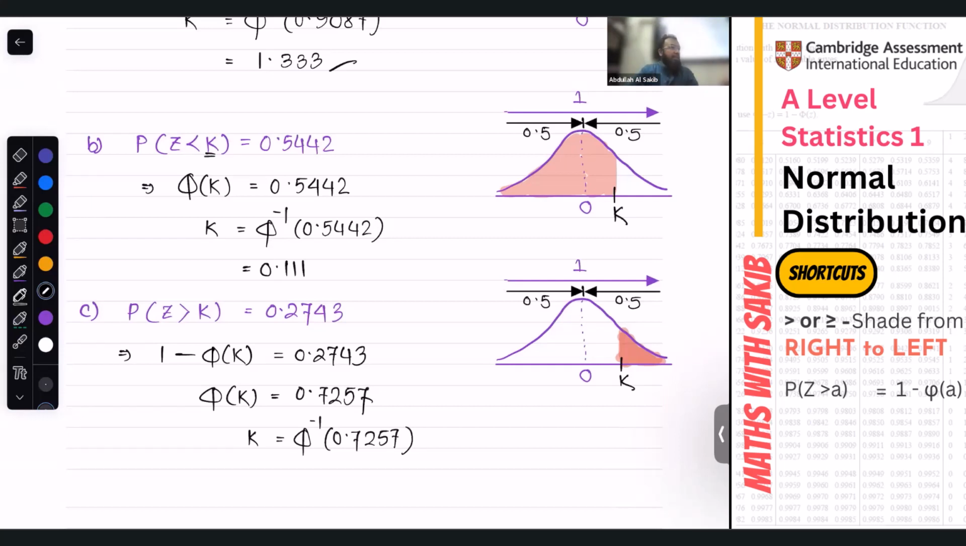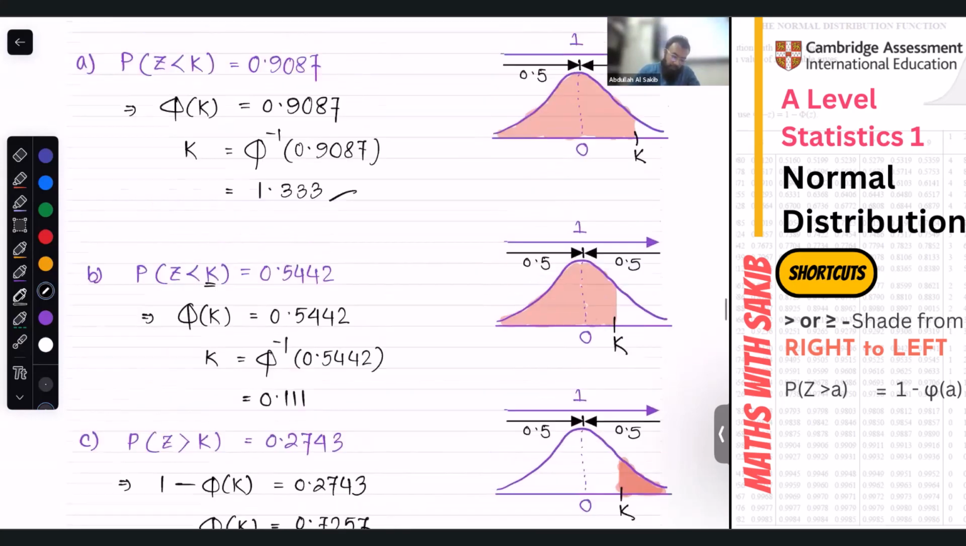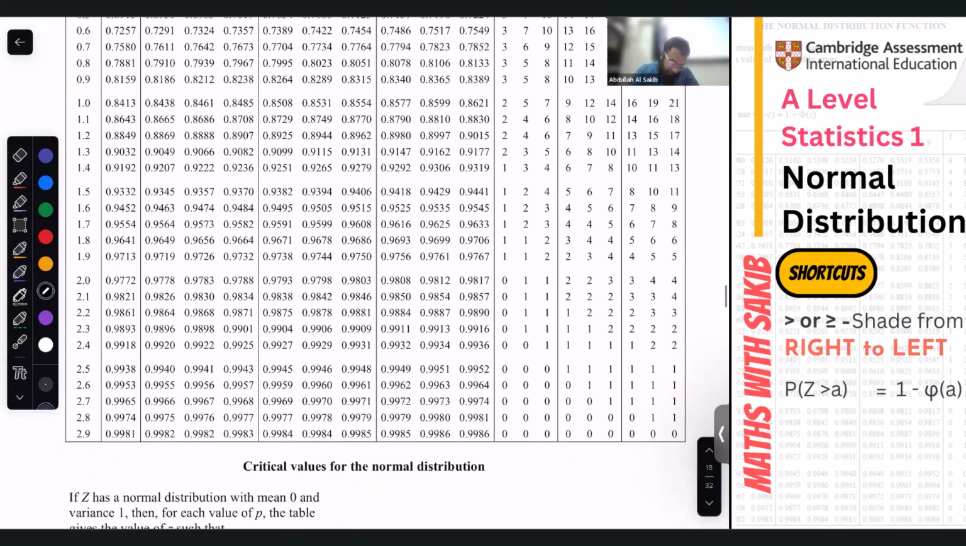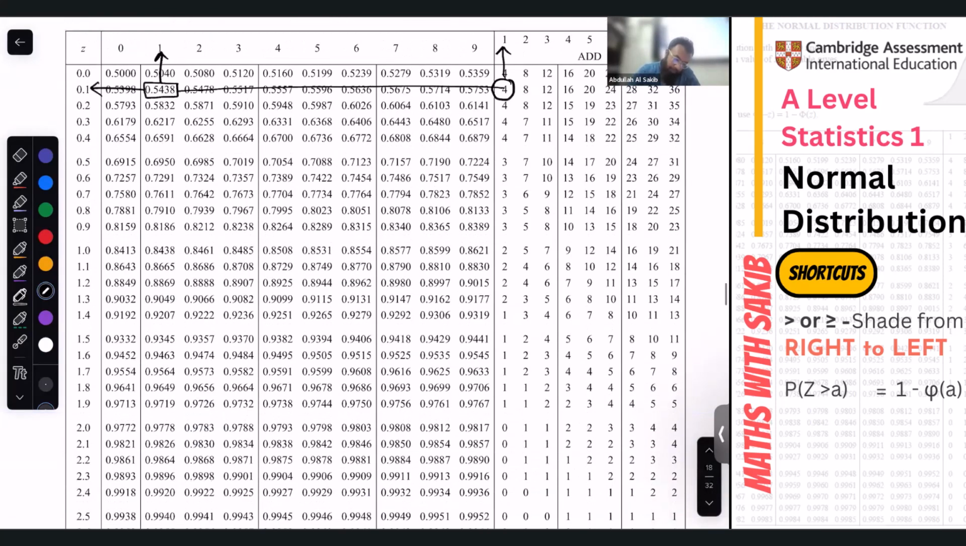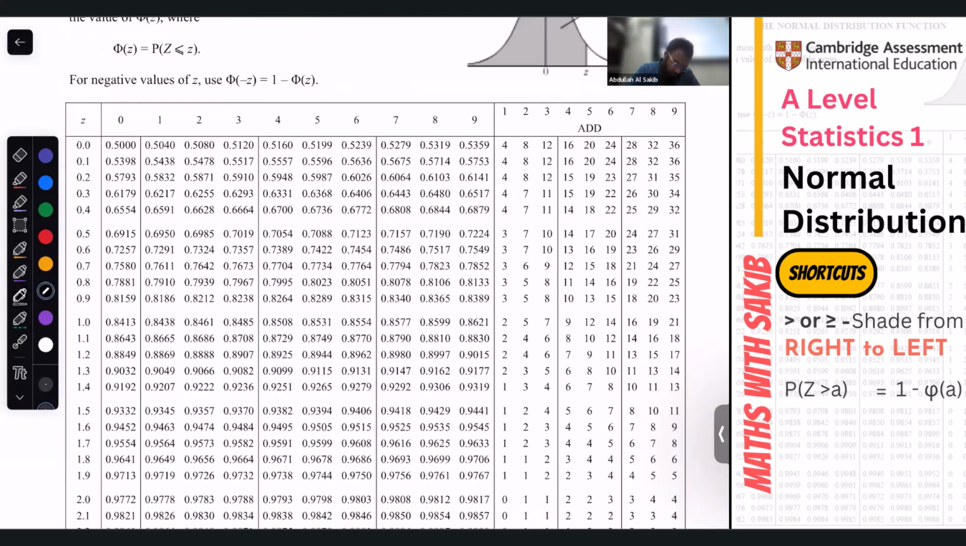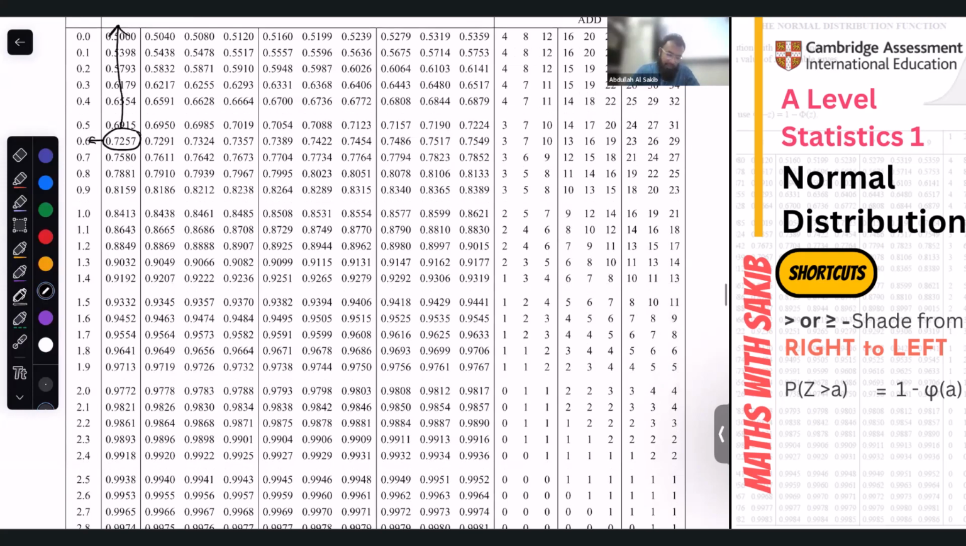So now we need to find the probability. So the probability is given 0.7257. We need to find the value of K. So where is 0.7257? Let's find 0.7257. Yes, 0.60. Is it okay, Baba? 0.60. So the K value is 0.60.